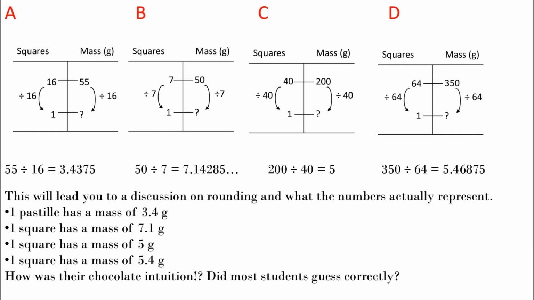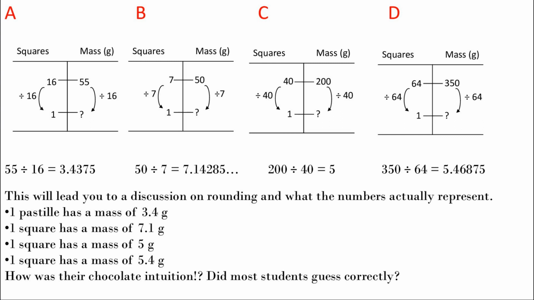So once they'd all had a guess, I then said, okay, let's have a look and let's get some mathematics happening. The 55-gram pastille bar had 16 pieces. The snack pack of 50 grams had 7 pieces. The 200-gram bar had 40 squares, and the 350 had 64. So then we looked at how many grams you get per piece, and you can see that with the snack one, you get a lot more chocolate.